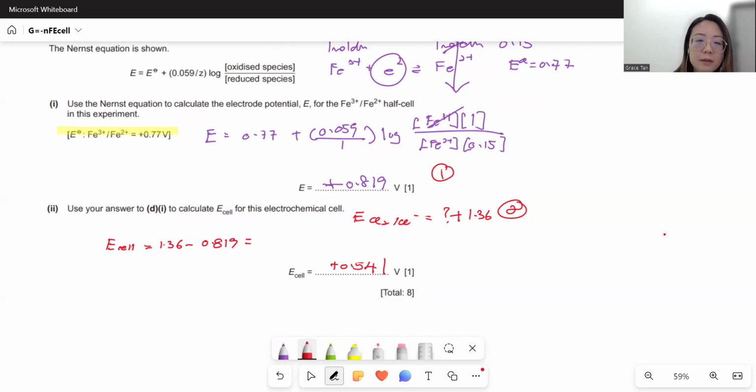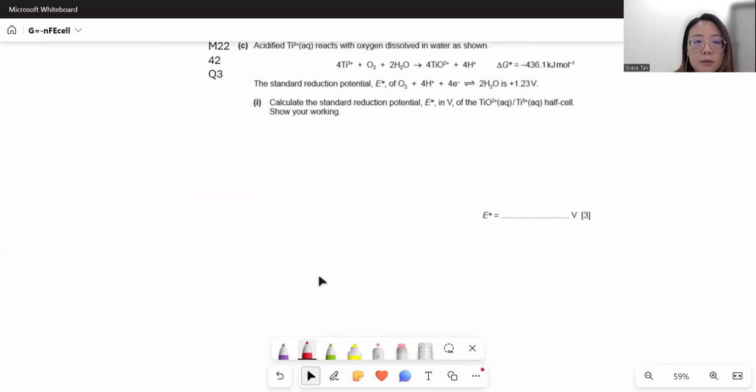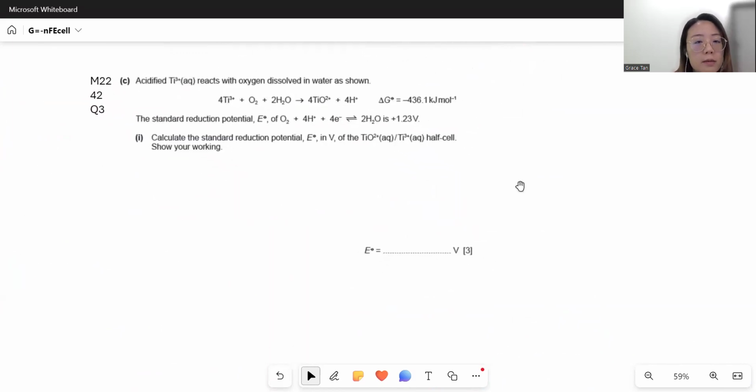Okay, so that is how you spice up the game a little bit, by using E values, E cell, and then delta G a little bit. All right, so that's the second example. Now we will go to another example here. This will be a third example.